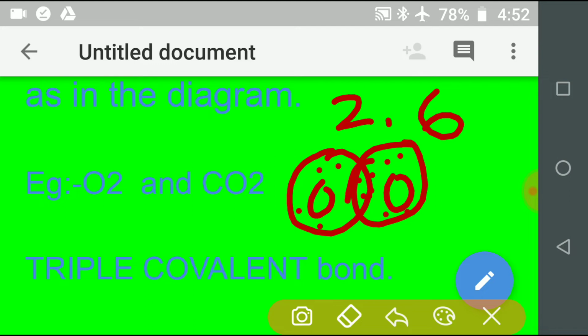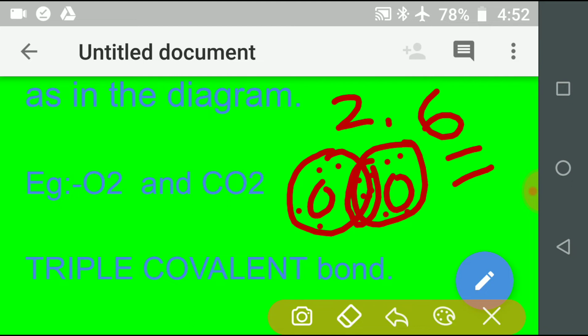Therefore here there is a formation of 2 bonds, that is a double bond, called a double covalent bond. A double covalent bond means a covalent bond formed by the mutual sharing of two electron pairs, or two pairs of electrons, is called a double covalent bond.